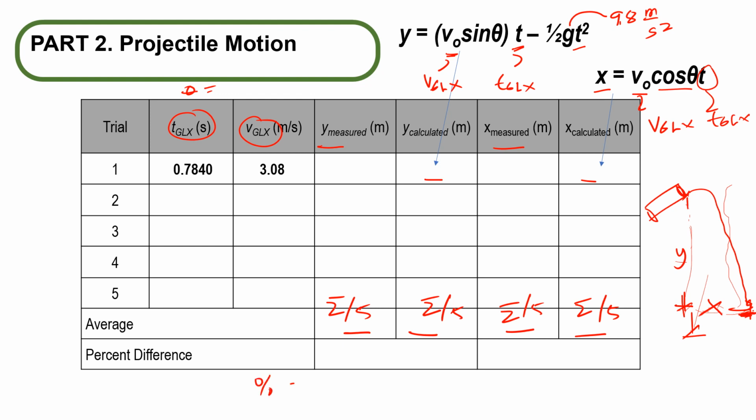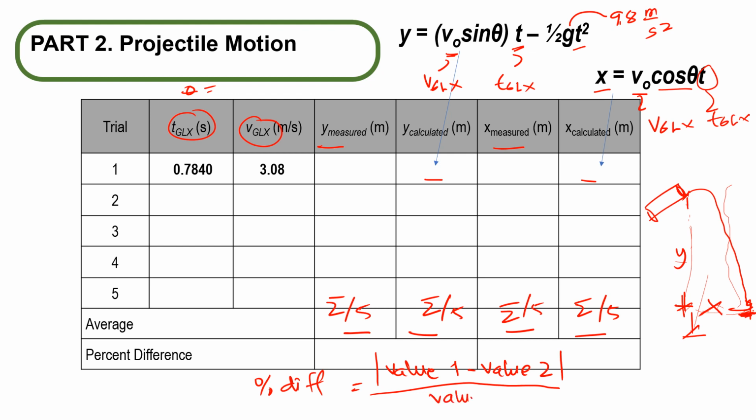The percentage difference has a different formula from the percentage error. In this one, we have to know the value 1. The value 1 can be the y measured or the y calculated, minus value 2. Again, the value 2 can be the y measured or the y calculated. This is an absolute value. If you get a negative value, you just have to make that positive.